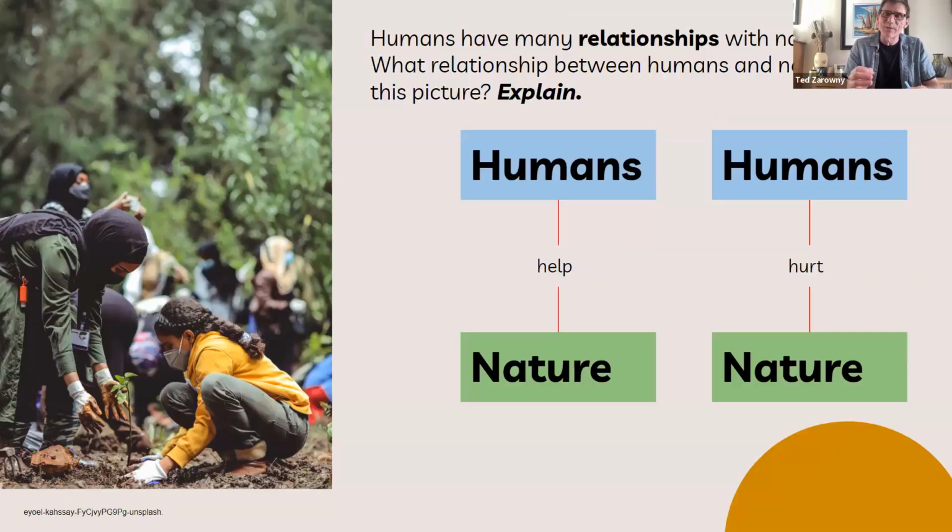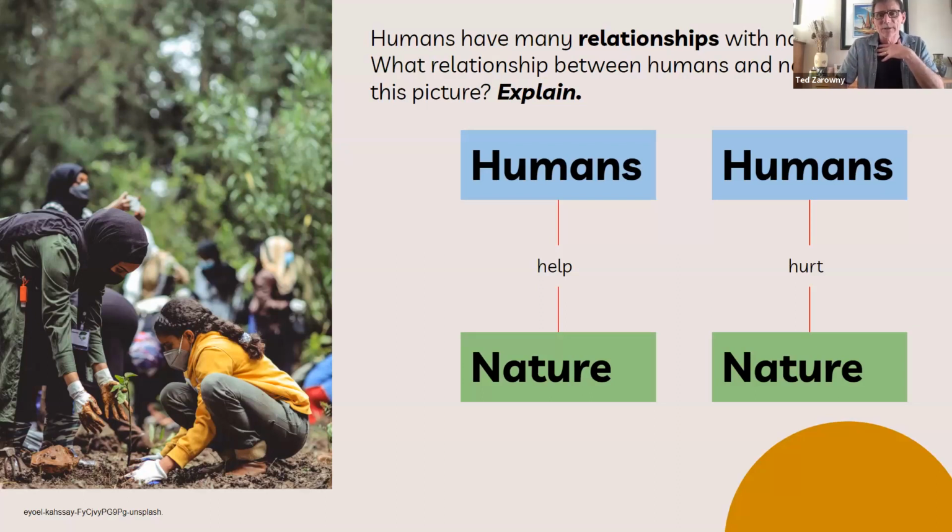Then relationships can be diagrammed with those lines. So here's the relationship here. If you can't see it very well, it's a group of people planting trees. So this is the question here. We've got humans and nature. Is the relationship that humans help nature, or is the relationship that humans hurt nature? And explain why. Of course, there's always explaining why. And what I would say is that humans are helping nature. This is an example of humans helping nature. That's the relationship, because they're planting trees to help the forest grow.